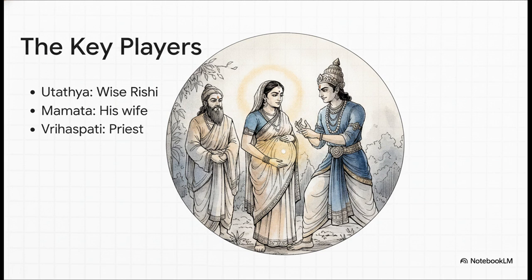Meet the players in this complicated ancient love triangle. We've got Utatya, a wise rishi. We have Mamata, his dearly loved wife. And then there's Vrihaspati, Utatya's younger brother, who happens to be the highly energetic priest of the Celestials. Vrihaspati approaches his sister-in-law Mamata with romantic intentions. But there's a major complication. Mamata is already pregnant. And not just with any child, but a child who has already mastered the Vedas while still inside his mother's womb. Talk about a precocious kid, right?